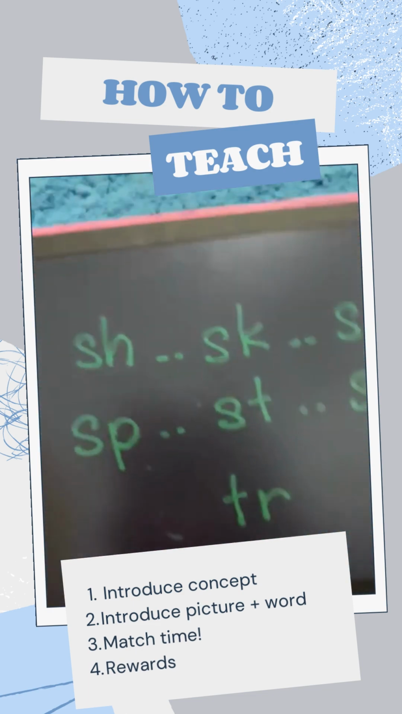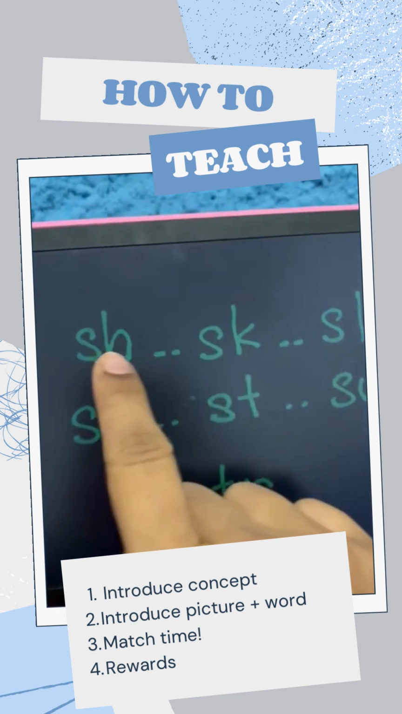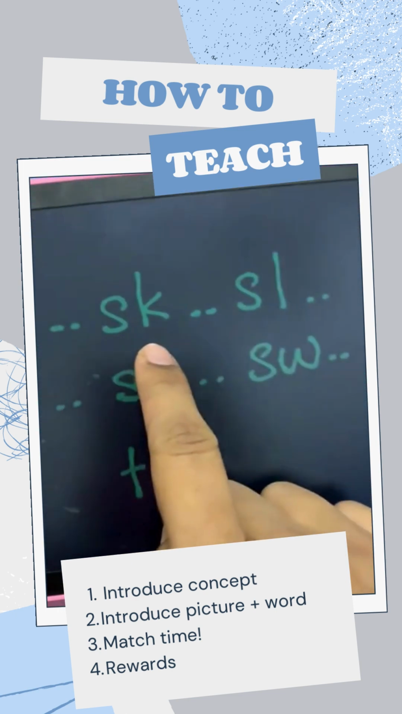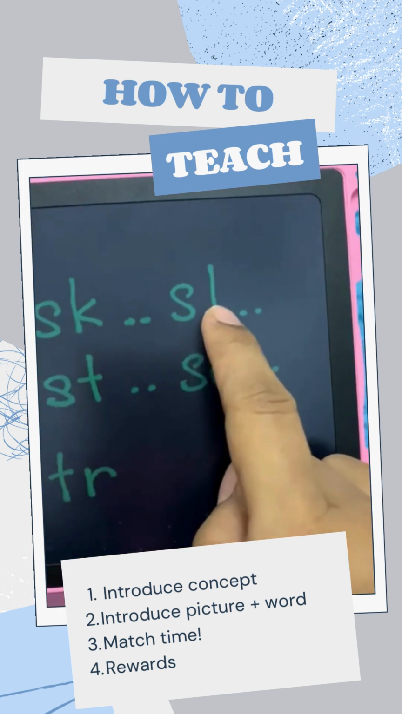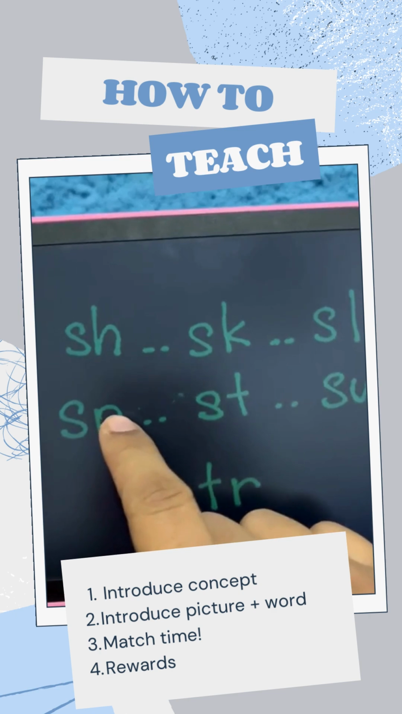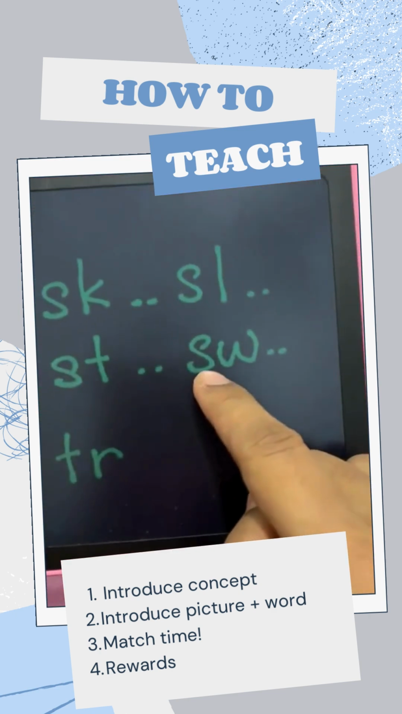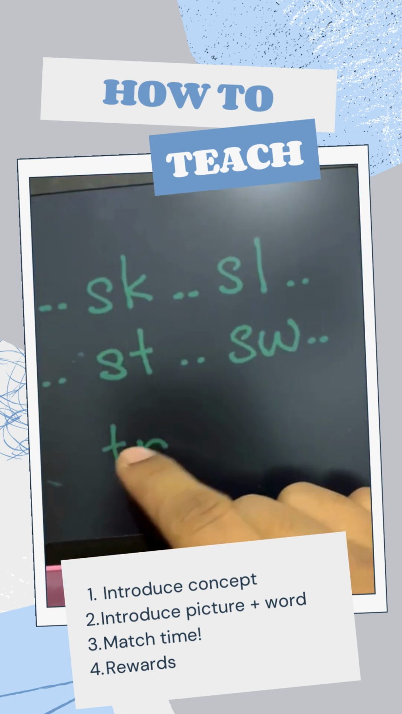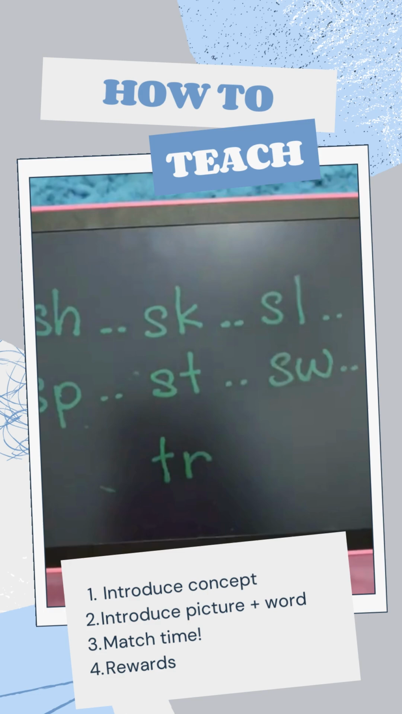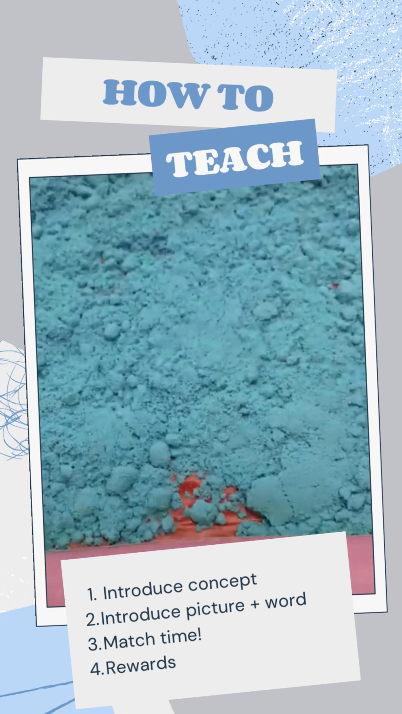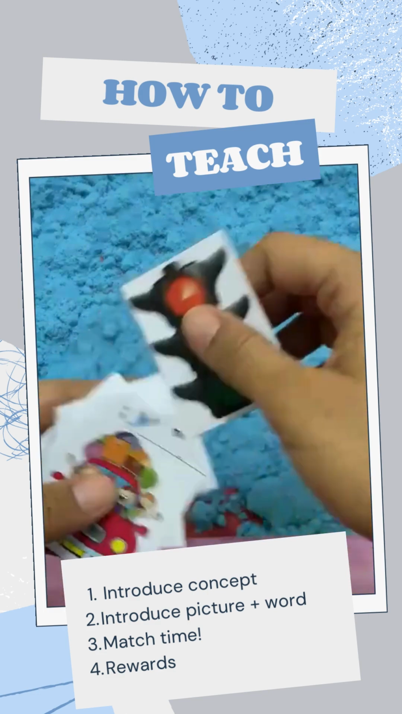So, children, we are going to use these sounds: sh, sk, sl, sp, st, sw, and tr. Okay, how are we going to match these words to the correct picture? So first of all, let me show you. I have so many pictures here.